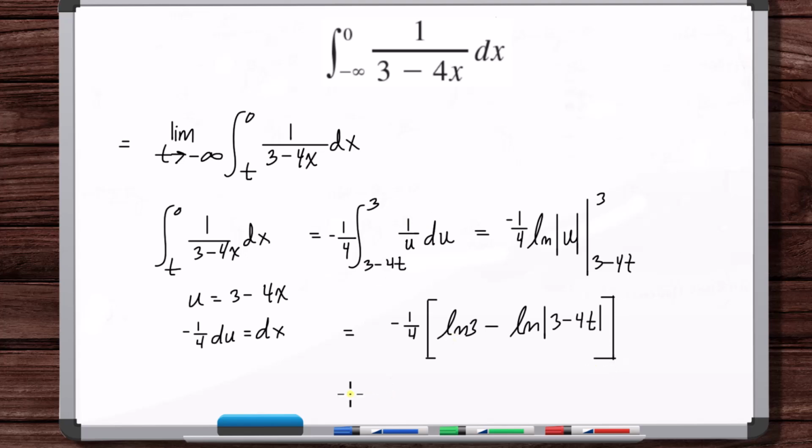We can see that for this integral, t is going to be negative. If t is always negative no matter what, then 3 minus 4t is always going to be positive. So we can just say natural log of 3 minus 4t.